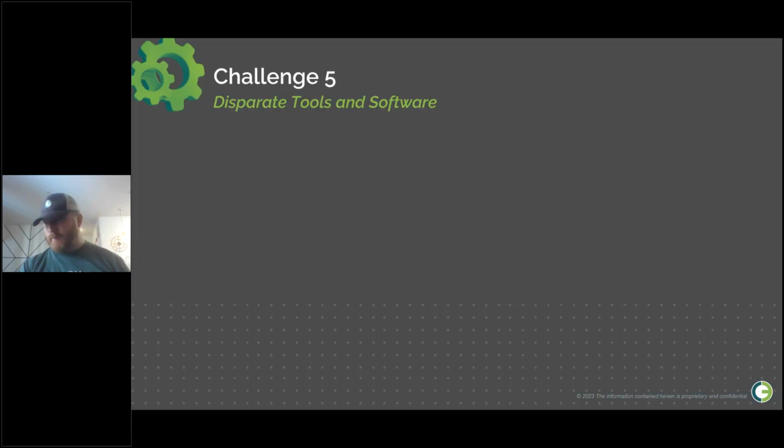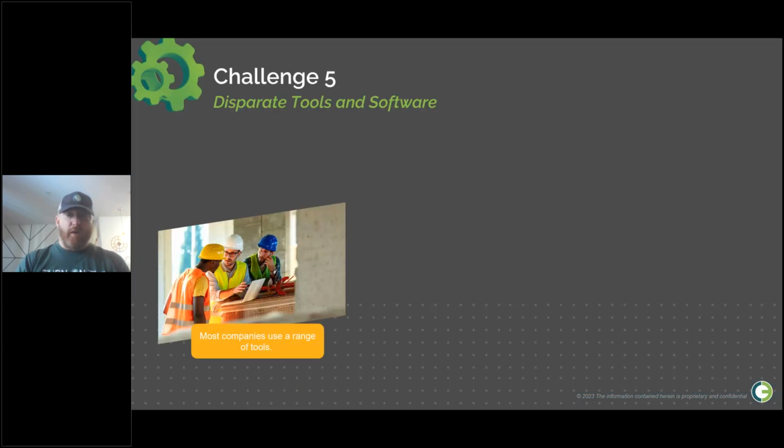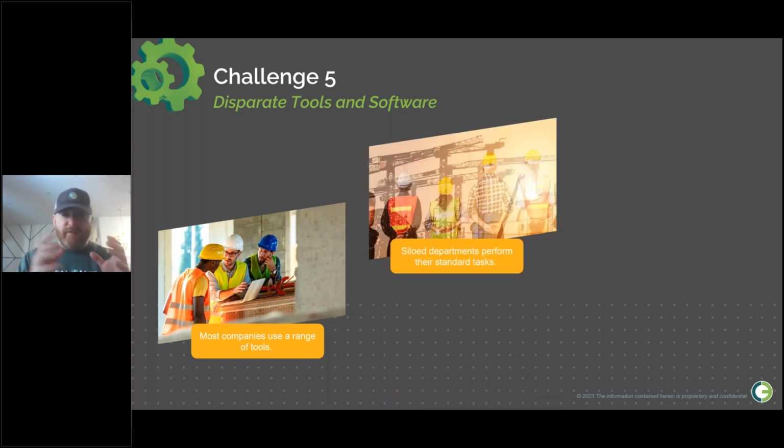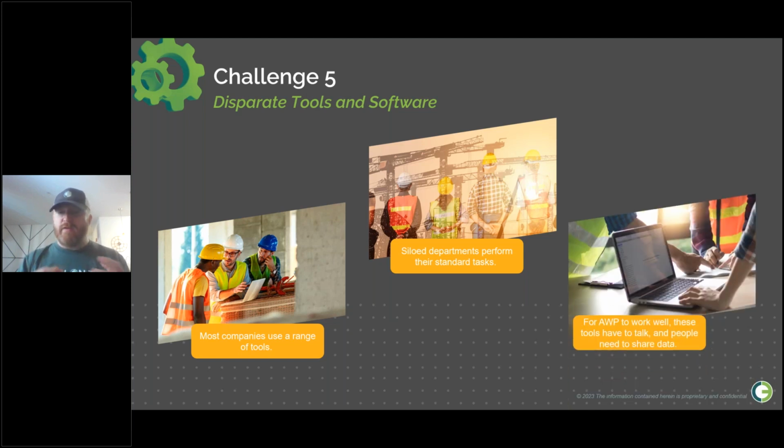Challenge 5, disparate tools and software. A lot of companies have a range of tools that they use for project execution. You've got a document management system, you've got a materials management system, you've got a 3D model, you've got a schedule, you've got Excel spreadsheets galore, I'm sure. And the problem with this is you have siloed departments that perform these standard tasks. Everybody's sitting in their bubble, in their world, and they're managing their thing. So what we don't always see is great interaction between these tools or even sometimes these departments.